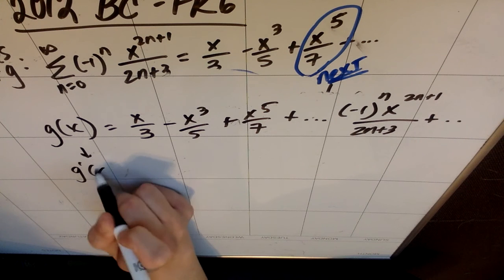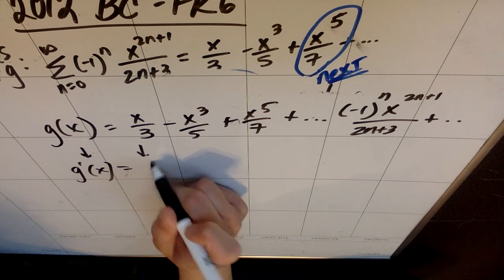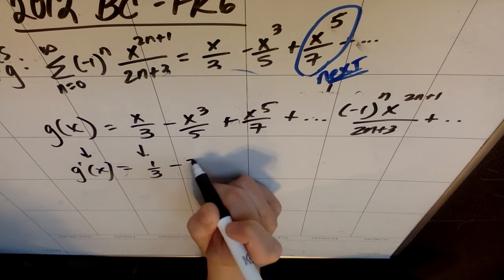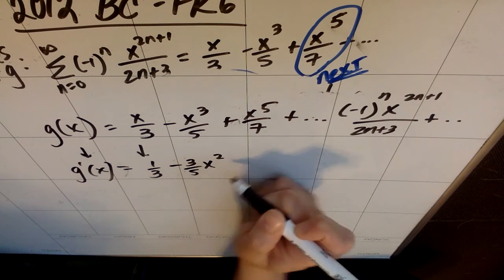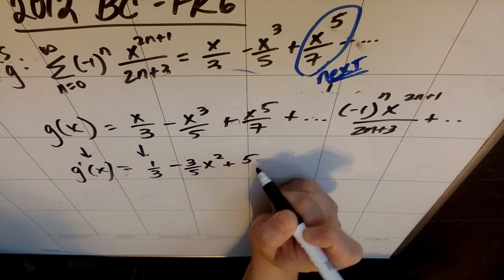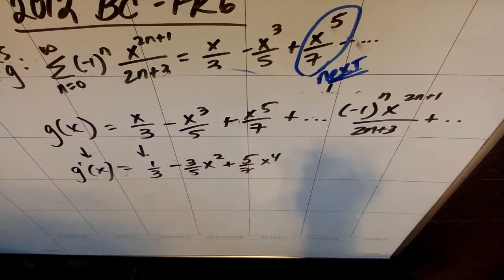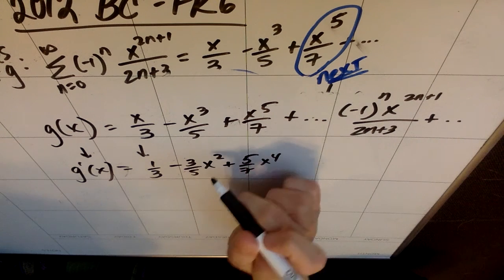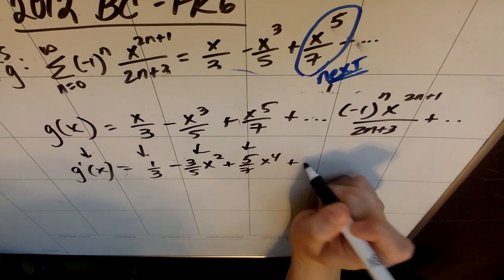So G prime of x should be, when I derive this, 1/3. When I derive this, I get negative 3/5 x squared. When I derive this, I get 5/7 x to the 4th. And be careful, watch out for the instructions. They said the first 3 non-zero terms, which I did, 1, 2, 3, and the general term.